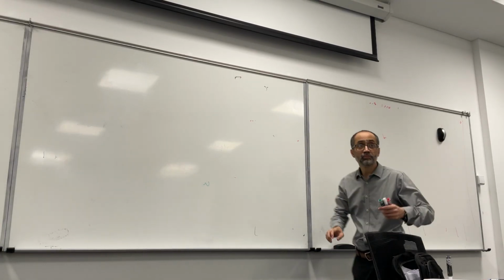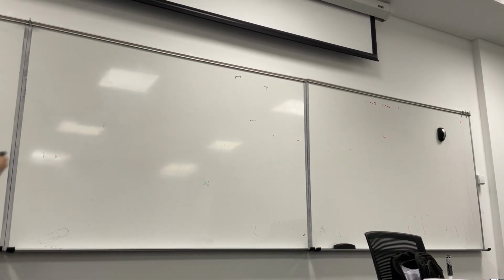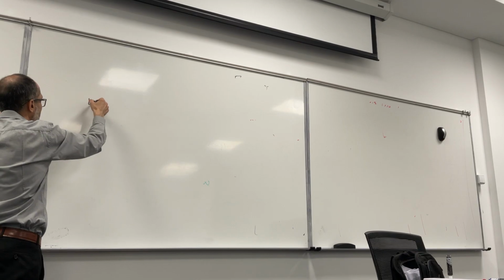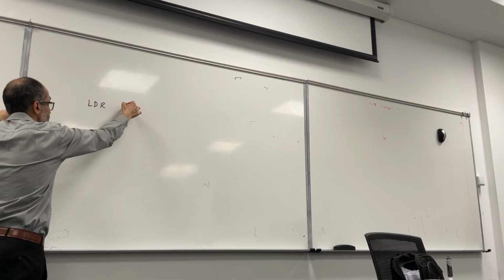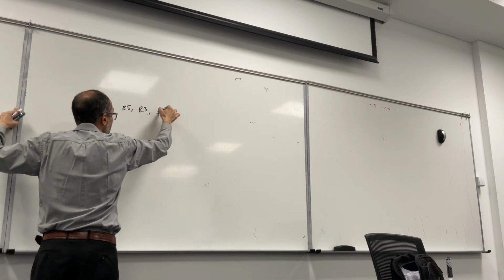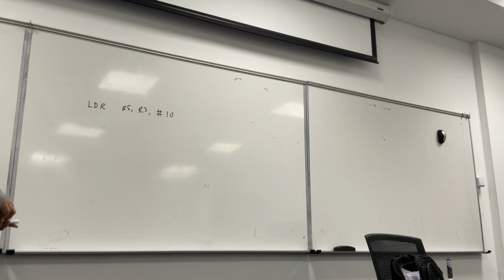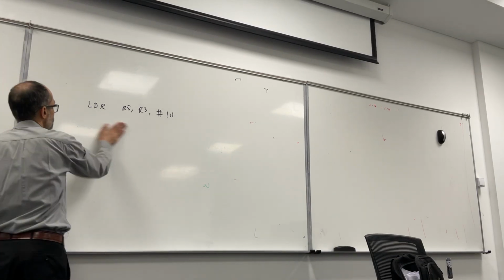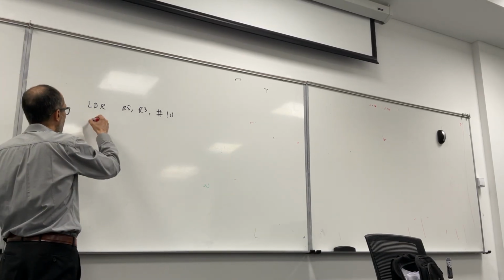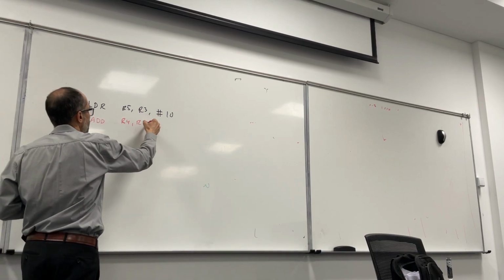Again, now the same assumption, with forwarding and with no forwarding. Now we have another complicated scenario, which is actually LDR. So let's assume we have LDR R5, R3, #10. And then we have the next instruction. Let's assume ADD R4, R5.